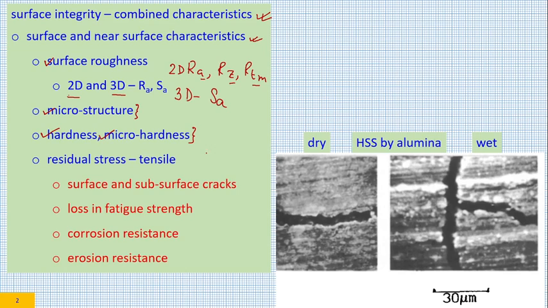The next important thing which is very much related to surface integrity is residual stress. If the residual stress is tensile in nature, it is not necessarily tensile, but if it is, then there are problems. It may introduce subsurface or surface cracks. And if there is a tensile residual stress, there would be a loss in fatigue strength. I should not say fatigue strength, it is more like fatigue life. So there would be a loss in fatigue life. Corrosion resistance would be impaired, it will go down. Erosion resistance will go down.